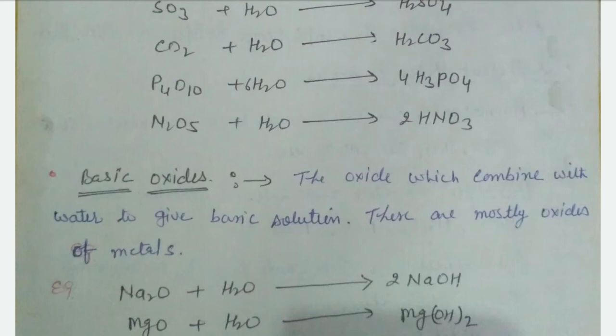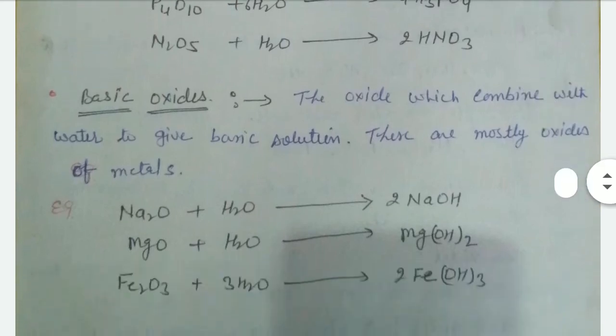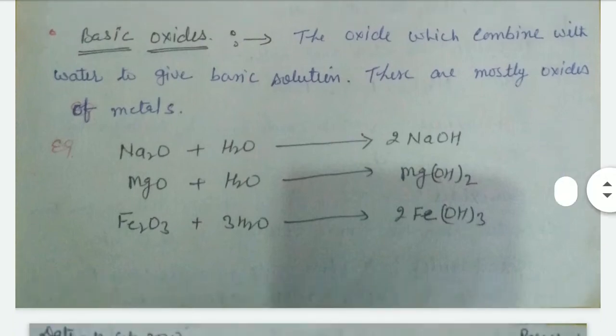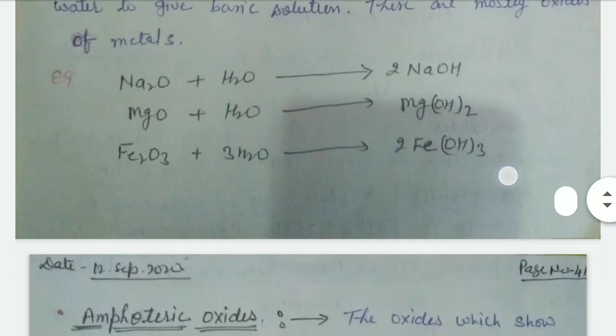Next are basic oxides, the oxides which combine with water to give a base. These are mostly oxides of metals. Some common examples of metal oxides are sodium oxide combined with H2O to form sodium hydroxide, MgO combined with H2O to form magnesium hydroxide, and Fe2O3 combined with H2O to form ferric hydroxide.